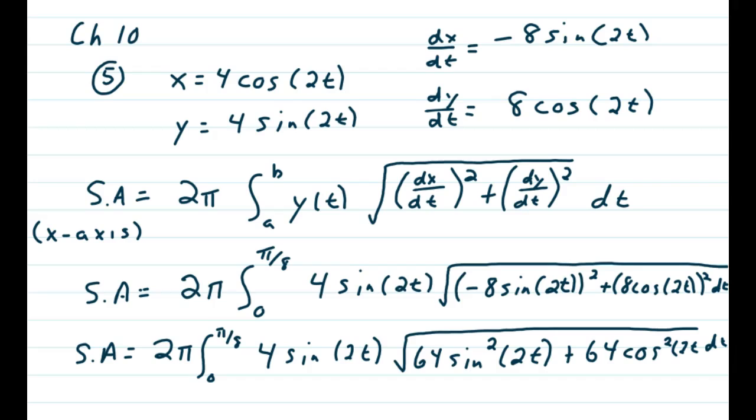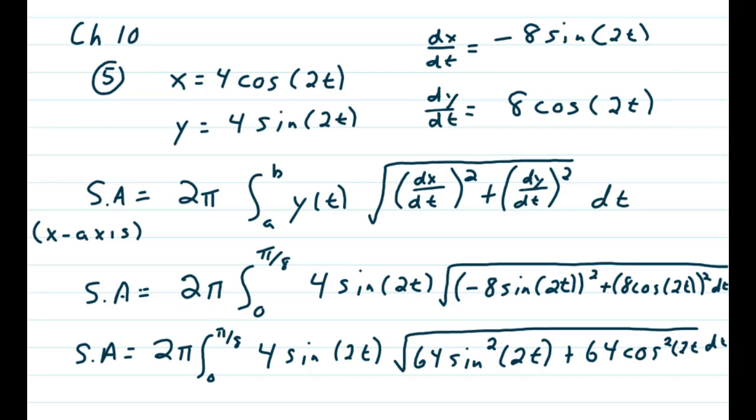So we have surface area is equal to 2 pi. I gave you the interval from 0 to pi over 8 in the problem. Y of t is 4 sine of 2t. And then we have the square root of dx/dt, which is negative 8 sine of 2t, being squared, plus dy/dt squared, which is 8 cosine of 2t being squared.